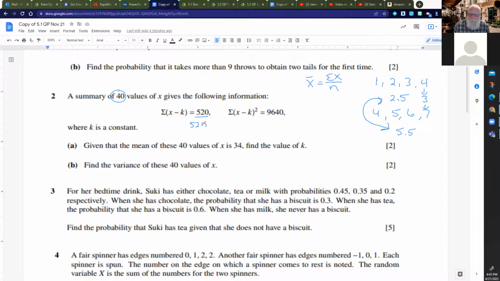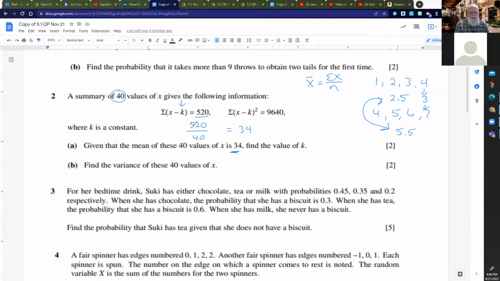$520 divided by how many? 40. All right. Now that's going to give me the average that's been lowered by this number. Are you with me on that? Mm-hmm. Now, what is the average? 34. Okay. So the actual average before I took away the number is 34.